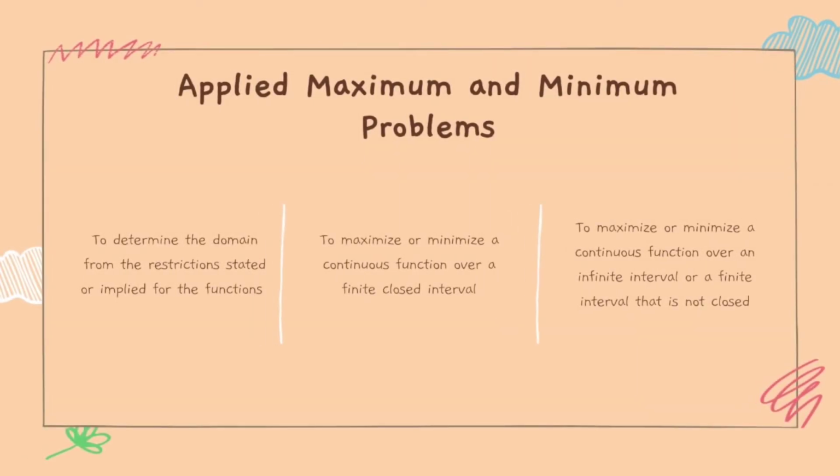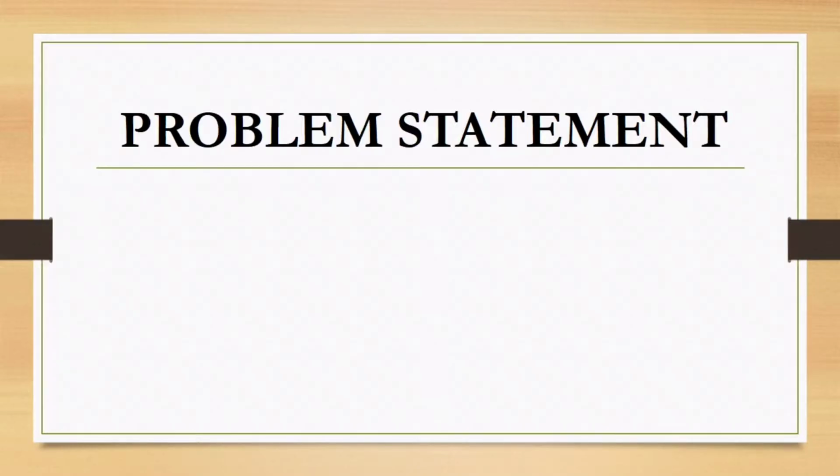In this video, we are going to present the problem and the solution of applied maximum and minimum problems. The process of finding this is also called optimization. The classifications for the applied optimization problems are: first, to determine the domain from the restrictions stated or implied for the functions; second, to maximize or minimize a continuous function over a finite closed interval; and lastly, to maximize or minimize a continuous function over an infinite interval or a finite interval that is not closed.